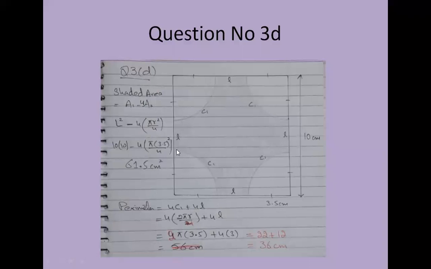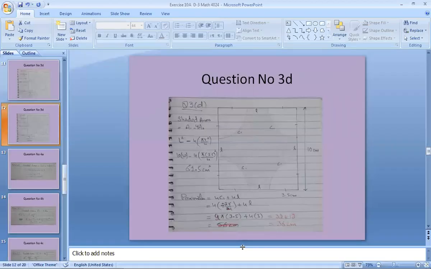The arc of a quadrant is 2 pi r divided by 4 because it's one fourth of a circle. So that's why the formula for the arc of a quadrant is 2 pi r, which is the circle, divided by 4, which means the fourth portion of that arc. So this 4 and 4 will be cancelled. So you are left with 2 pi r and 4l. The r is 3.5 and the l is 3. So you will have 22 plus 12 and that will be 36 centimeters. Hopefully you understand what mistake I made and how I have corrected it. So this was question number 3, D part. Hopefully you understand this question.